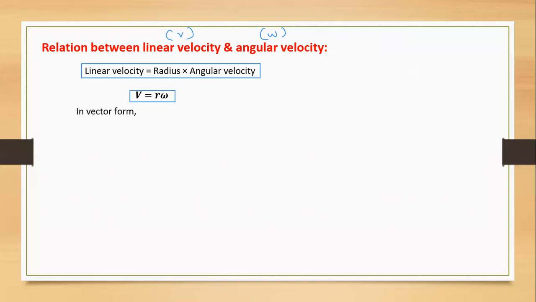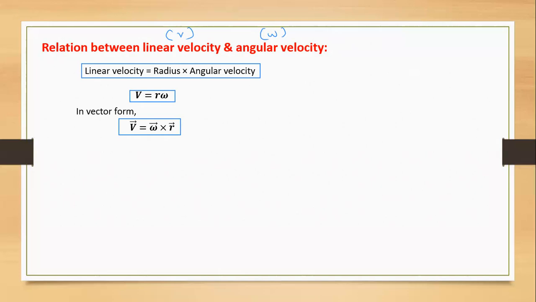Then in vector form, we can write the vector form of this equation, v = rω. So the vector form is v bar = ω bar cross r bar. This is the vector form of this equation. Remember one thing, you cannot write r bar cross ω bar. You have to follow this sequence.